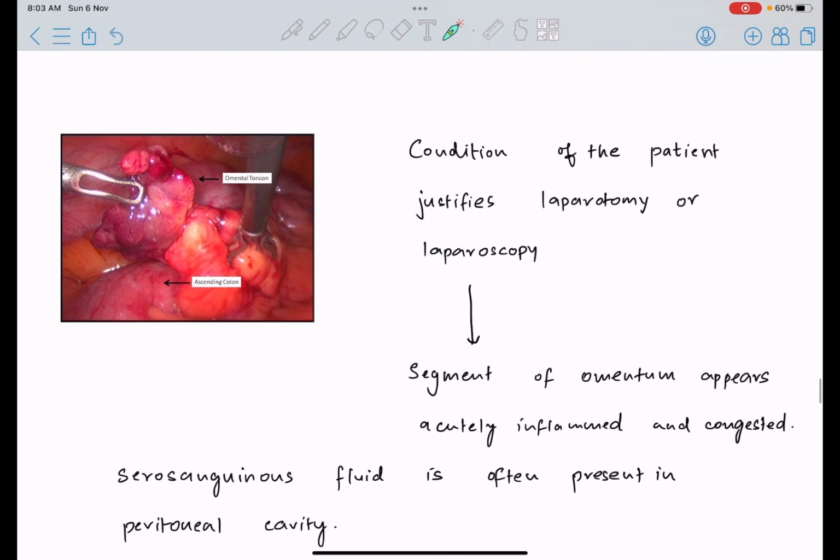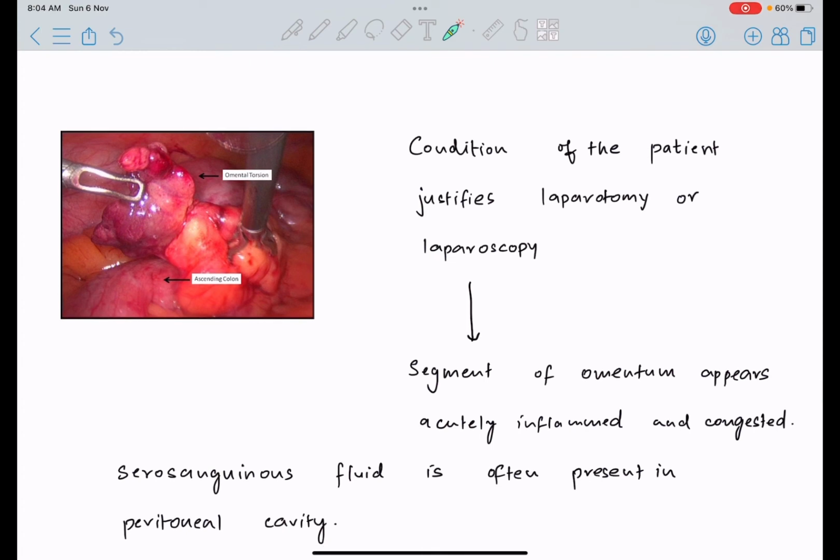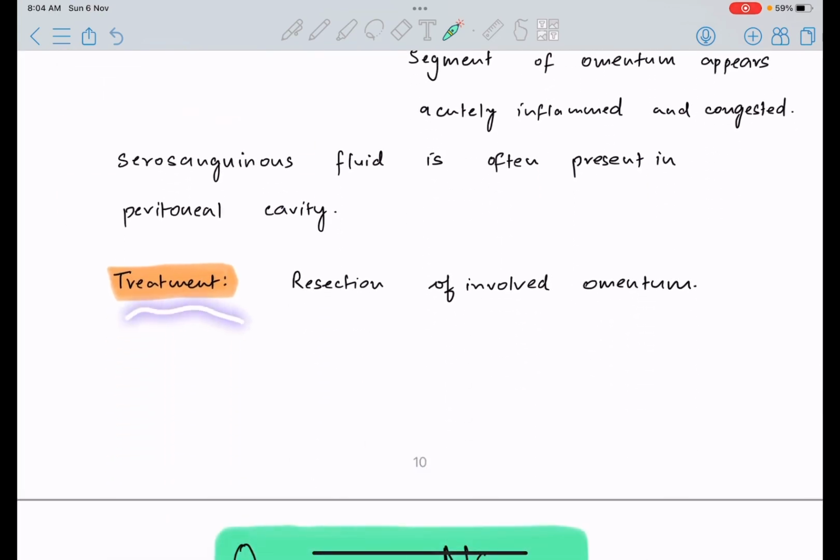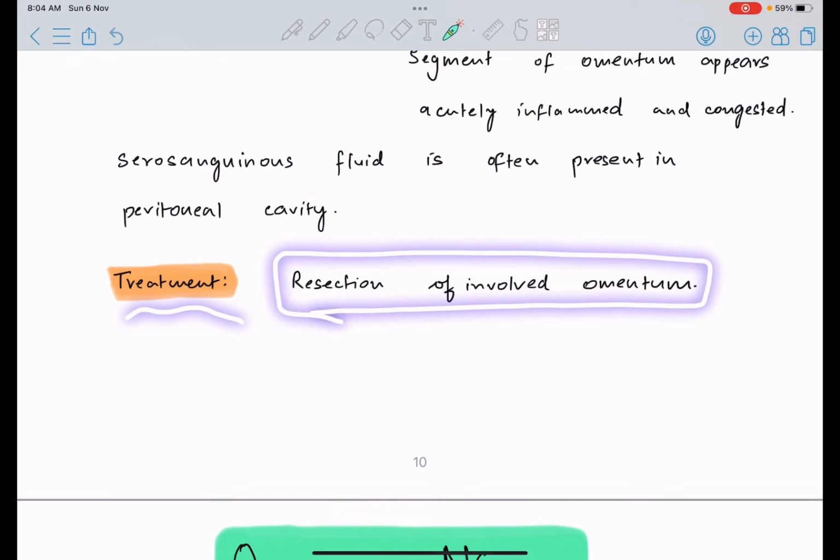A clinical condition like omental torsion justifies laparotomy or laparoscopy. In laparoscopy, as we can see in the picture, there is a portion of the omentum which has undergone torsion, and this part is congested and is inflamed. So in laparoscopy or laparotomy, the segment of omentum appears acutely inflamed and congested. Serosanguinous fluid is often present in the peritoneal cavity. The treatment obviously is the resection of the involved omentum.